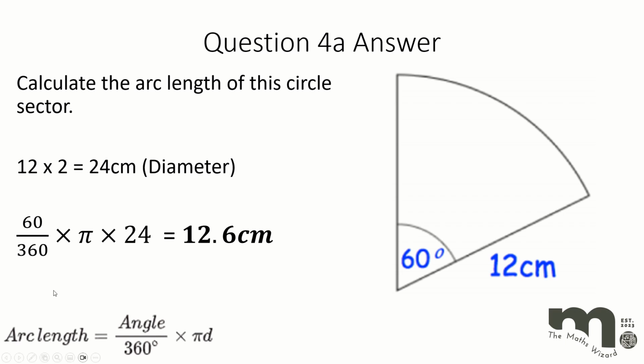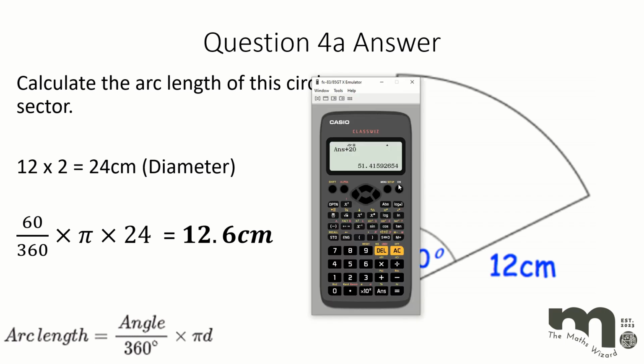So we could write it like this on our scientific calculator. We can use our fraction button. You press your fraction button, 60 can go on the top, 360 on the bottom, arrow right, times pi times 24. That will usually give you your answer in terms of pi. If you press SD, it will tell you what the answer is as a number. So to 1 decimal place, this one would be 12.6 centimeters.